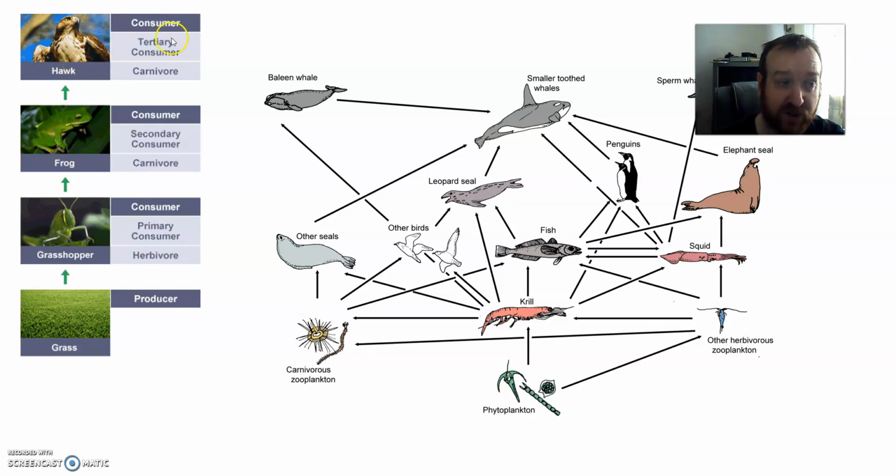Okay, another example of a consumer. This is a tertiary consumer. Primary 1, secondary 2, tertiary 3. Okay, this is another example of a carnivore. Carnivore eating meat. Okay, eats animals, eats other animals.